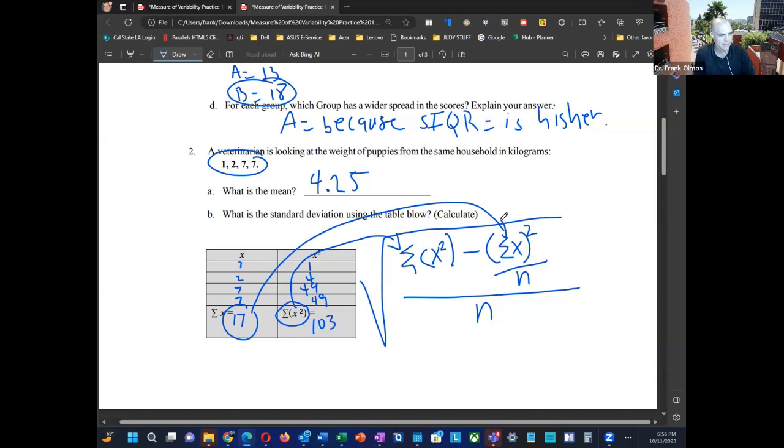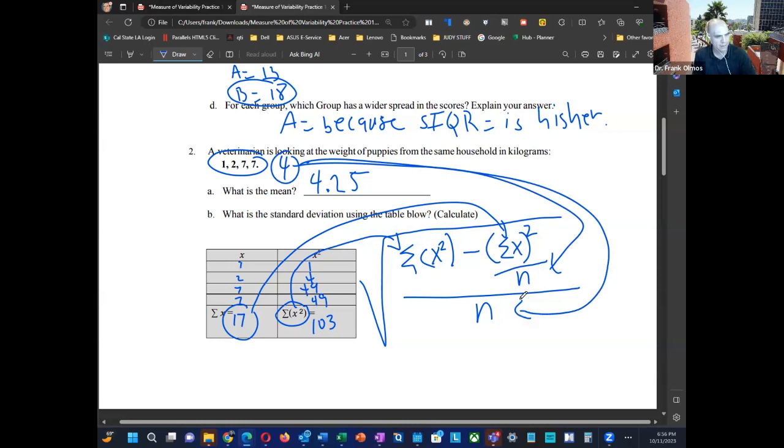All right, so let me just rewrite it. And then the total number of values, which is 4, you plug it in there. There's 4 values. That's why I put 4 there. So this one, it's going to be 103. And then you get the square root. Okay, 103, then 17 squared over 4, divided by 4. Remember to get the square root.